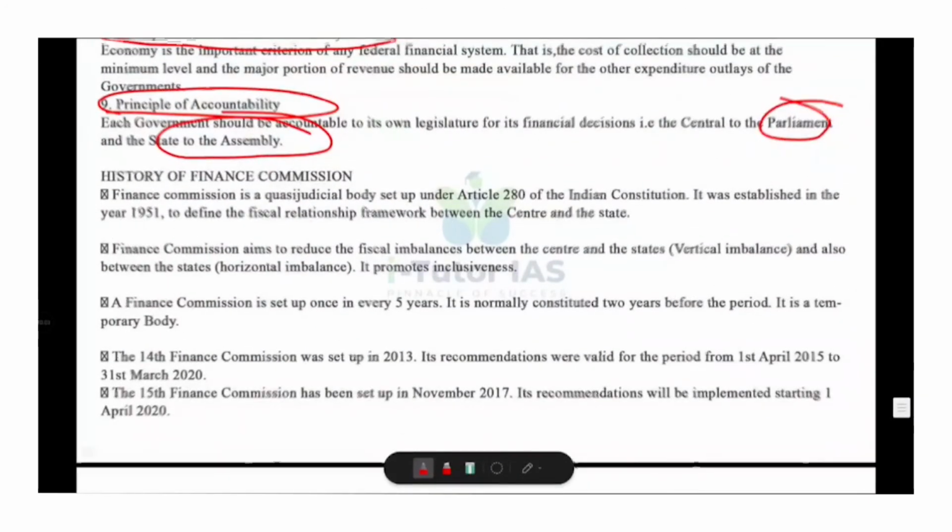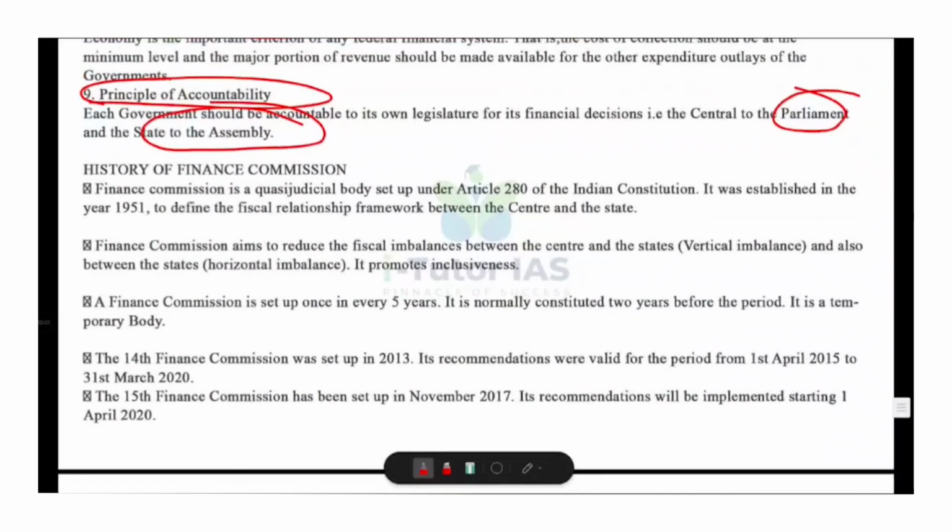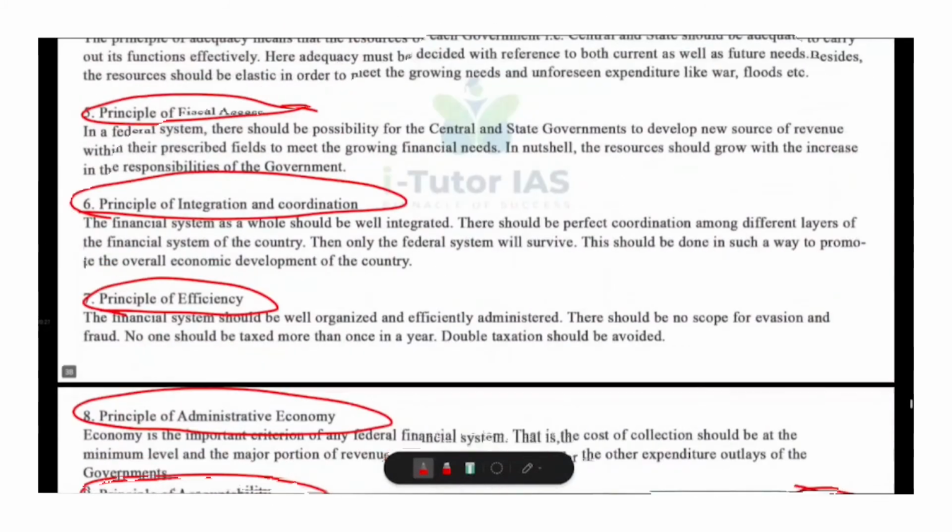Now, history of Finance Commission. It is under Article 280. First, let's look at the constitutional base. The Finance Commission is a constitutional quasi-judicial body created under Article 280 and it was established in 1951.